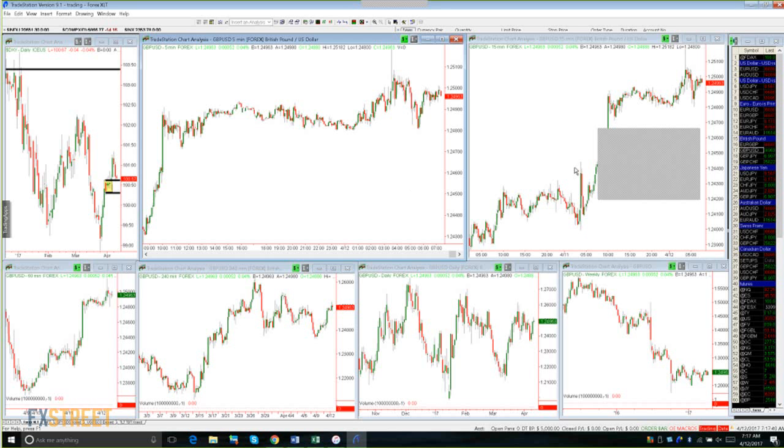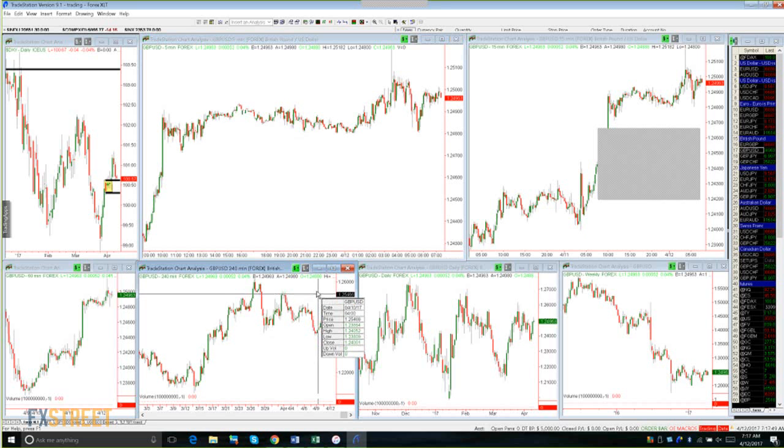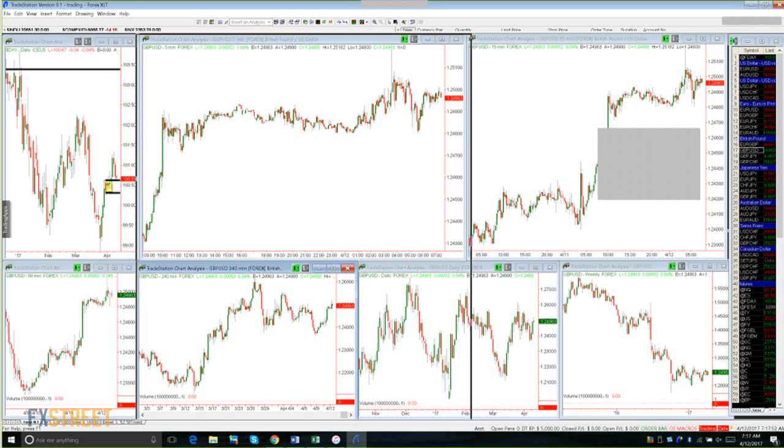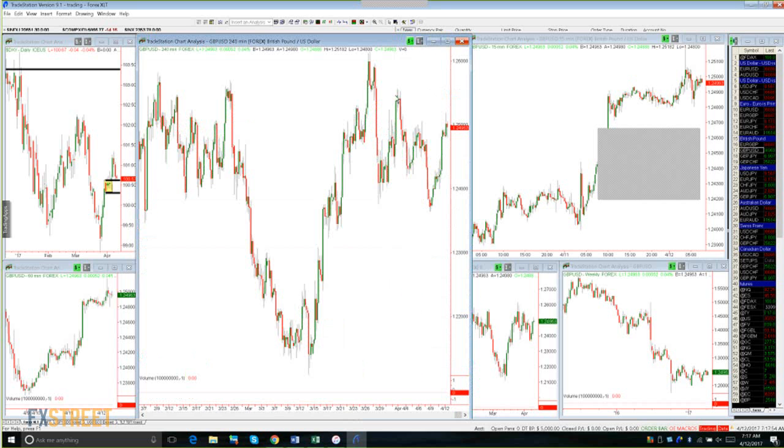So 125.35. Okay, got it. So you're looking at this area right here. Yeah, the rally base drop. Very ideal picture and level there.